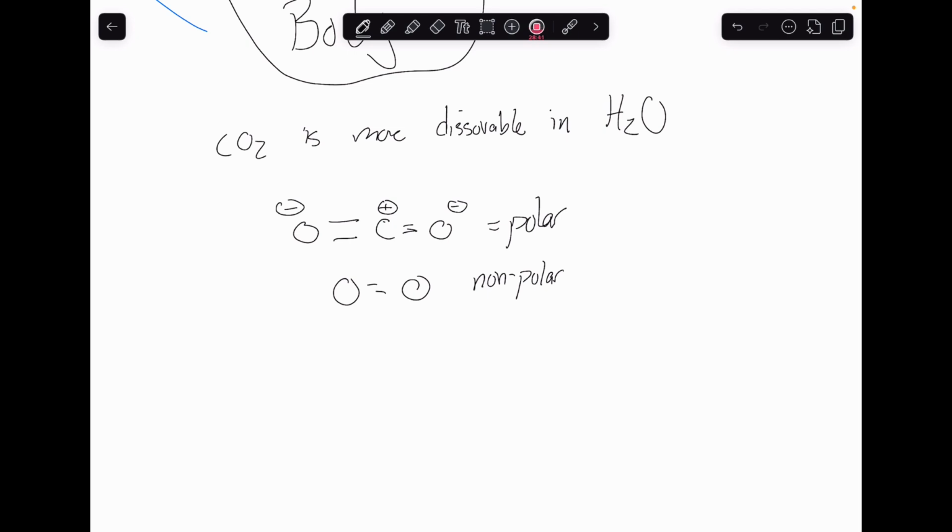And we have a guy to thank for this. He came up with a law called Henry's law, which basically states that some gases are more soluble than others. So that explains this.